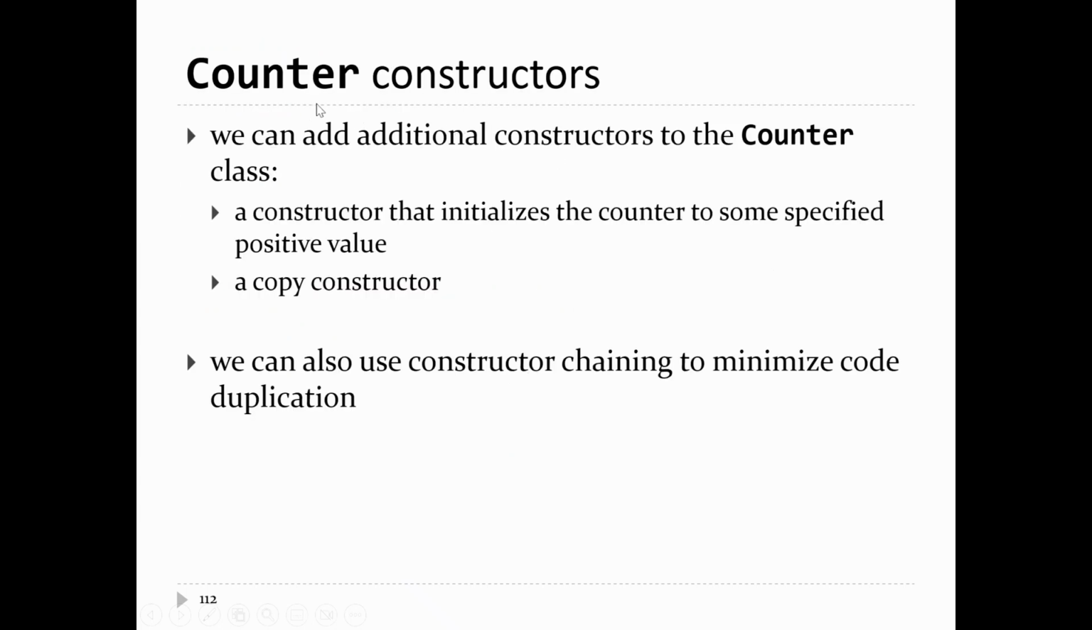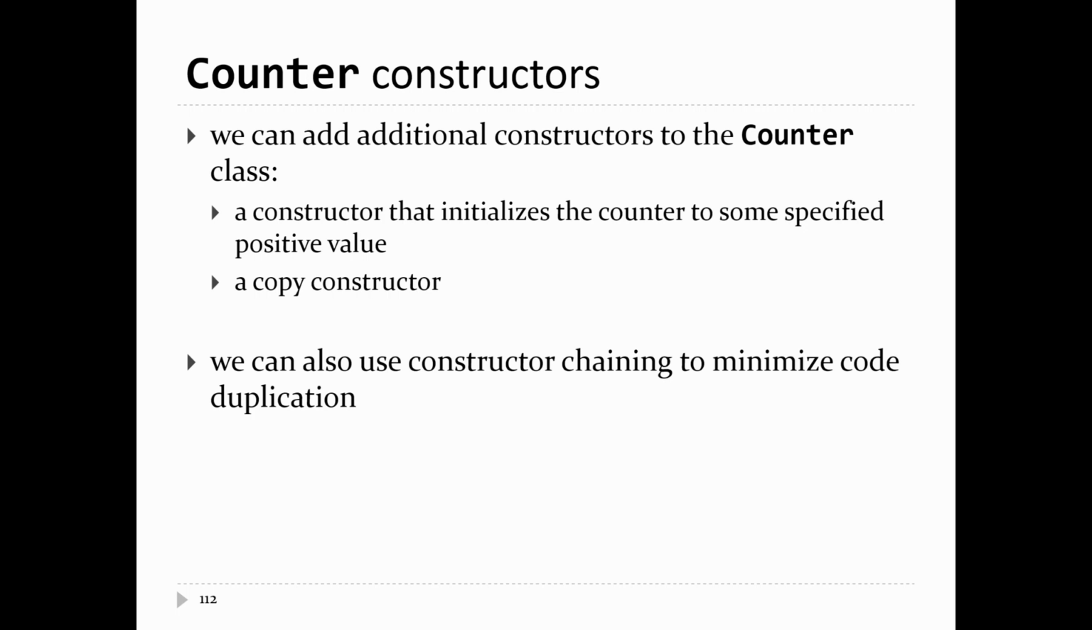All right, so back to the Counter class. We can add additional constructors to the Counter class. For example, instead of starting the counter at 0, the user might want to start the counter at some other value. So we can add a constructor to let them do that. And we can add a copy constructor as well. Furthermore, we can use constructor chaining to minimize code duplication.